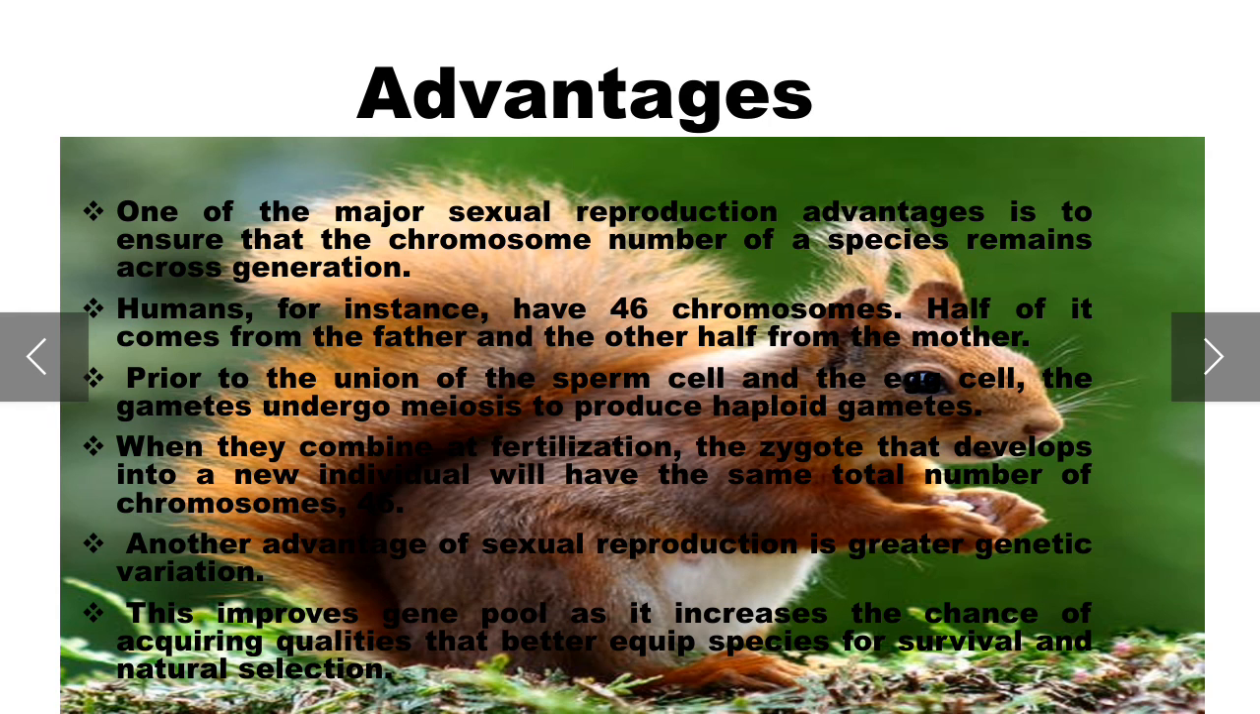Recombinant varieties are produced due to this process. Variations are produced by this. Morphological changes, morphological adaptation and genetic variations are produced due to this process of fertilization or this process of sexual reproduction.